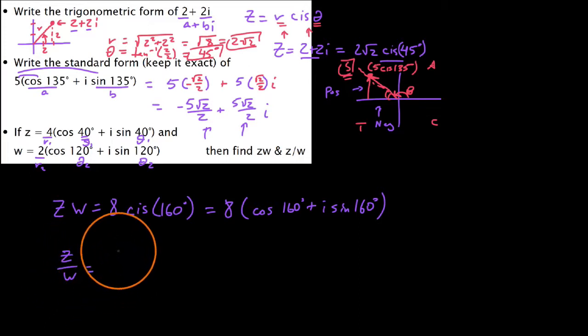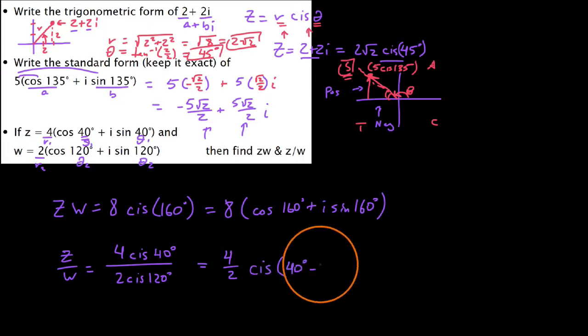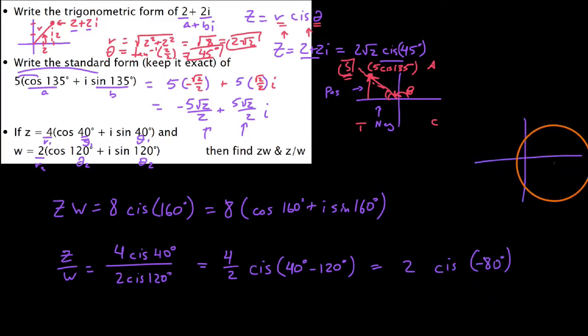So I'm just going to go ahead and write this out. We have 4 cis 40 degrees, and this is over now 2 cis 120 degrees, which were our two complex numbers from up here. In this case, we are going to divide their numbers in front, and then it'll be cis, the top angle minus the bottom angle. We're going to subtract our arguments. So we get 2 cis, and this would be a negative 80 degrees, which means if we were to sketch this out, we would say that we are going 2 units in a negative 80 degree direction, where this would be our direction angle right here, theta.